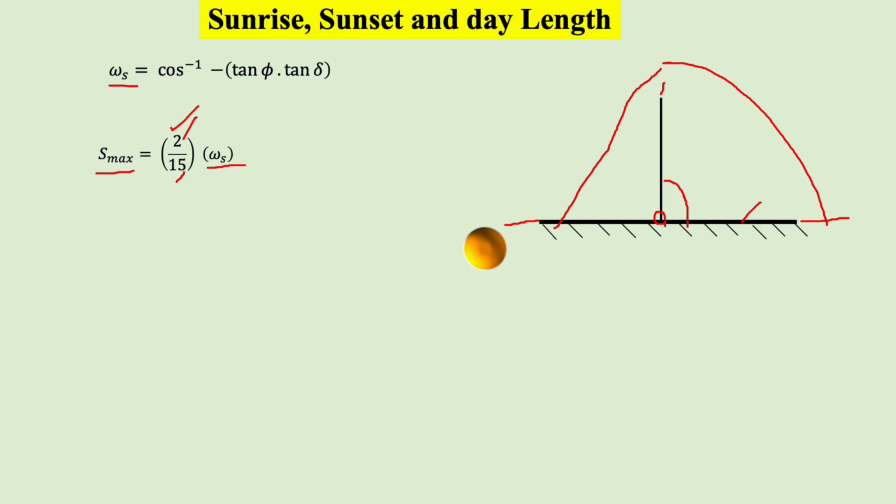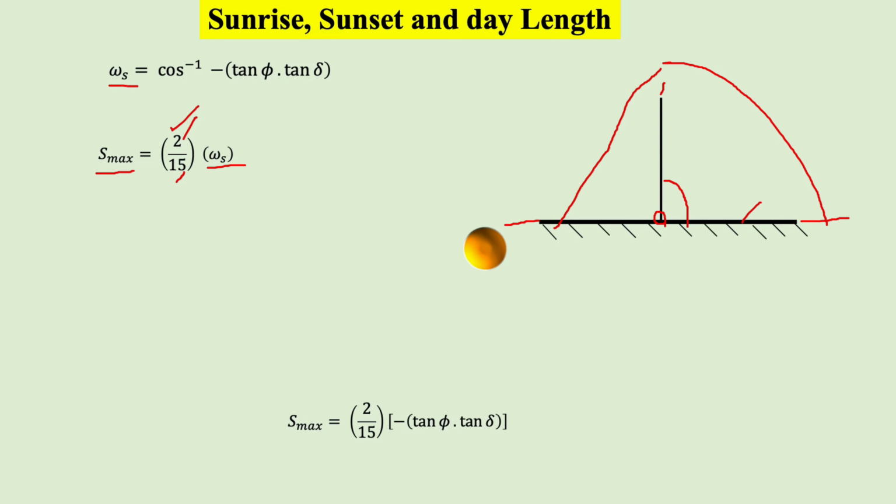Also we know that 15 degree of omega s is equivalent to 1 hour. I mean the rotation of the earth takes 1 hour for every 15 degree of rotation. So when we put the values of phi and delta in this equation, we get two values of omega. One value is positive and another is negative. The positive value corresponds to sunrise, meaning the first half of the day, and the negative corresponds to sunset, that is the other half of the day.